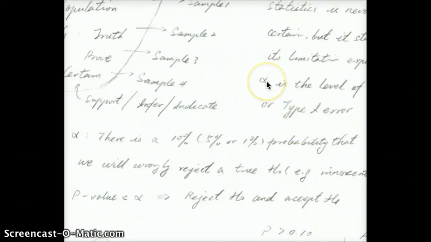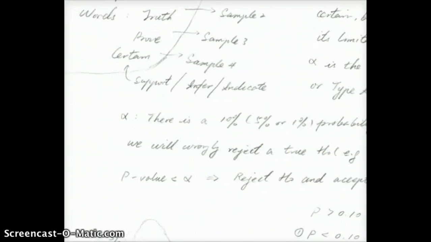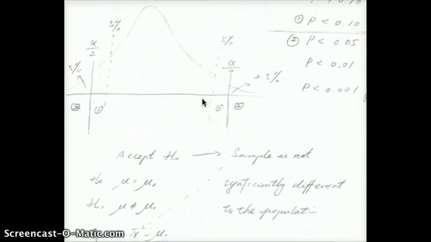And alpha equal to 10%, 5%, or 1% means there is a 10%, 5%, or 1% probability that we make this kind of mistake. For example, here we do a 2-tailed hypothesis test, and we assume mu equals mu 0. That is the null hypothesis. And the alternative hypothesis is mu does not equal mu 0.